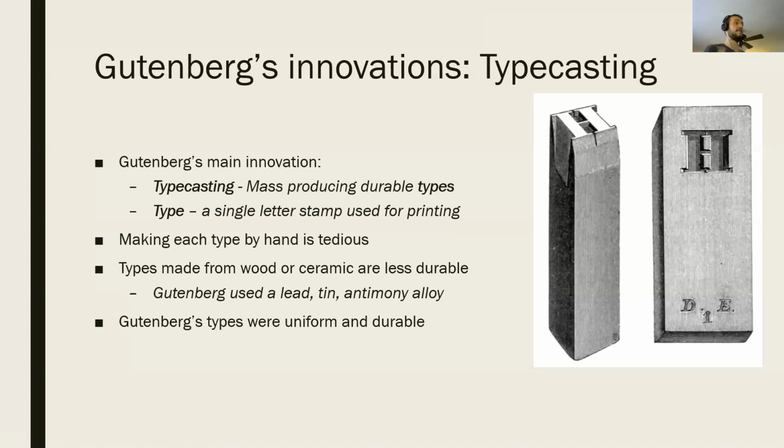Another benefit of mass producing types in this way is that it makes the types uniform. It allows you to make many types which look very similar to each other. And using the alloy, as I mentioned, makes them very durable, so they can withstand a large amount of force and don't wear down over time.